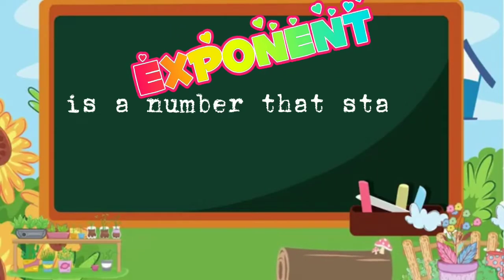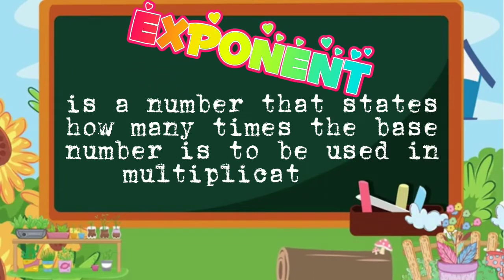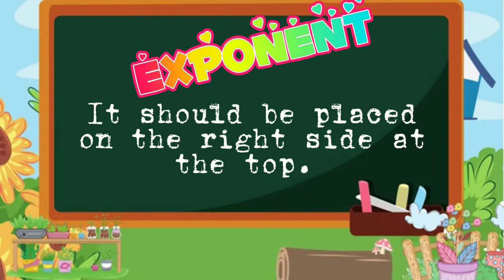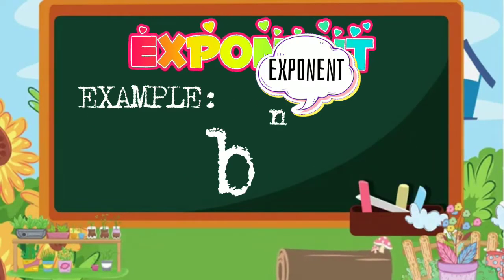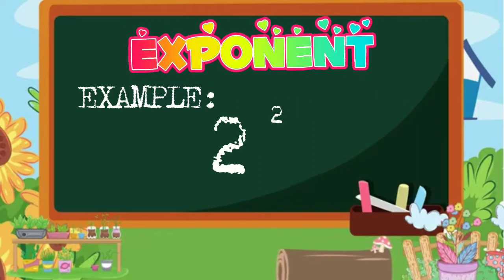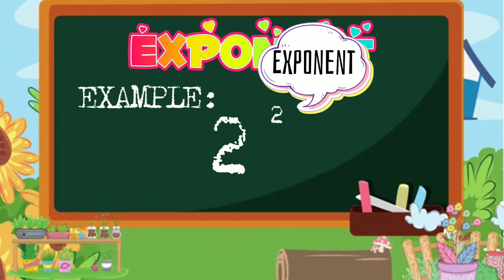Exponent is a number that states how many times the base number is to be used in multiplication. It should be placed on the right side at the top. Example, b to the n, where n is an exponent here. Another example, we have 2 to the 2, where the 2 above is an exponent.